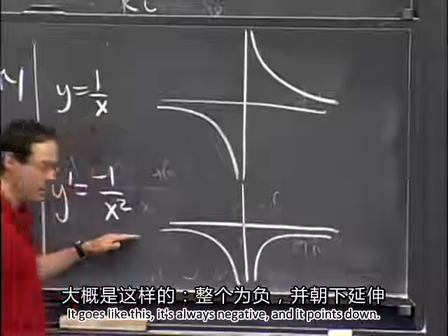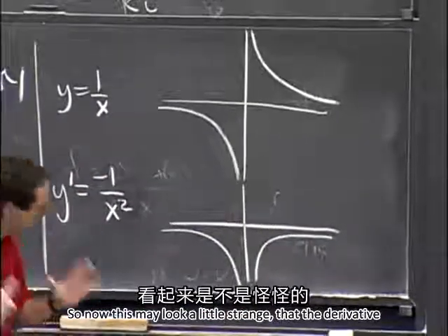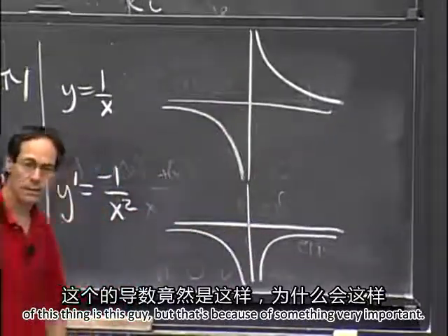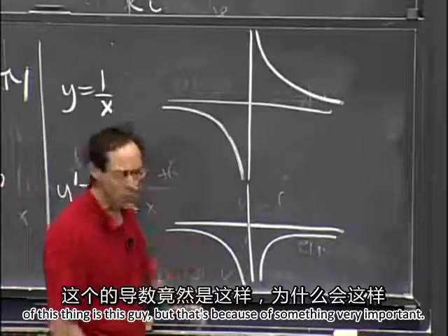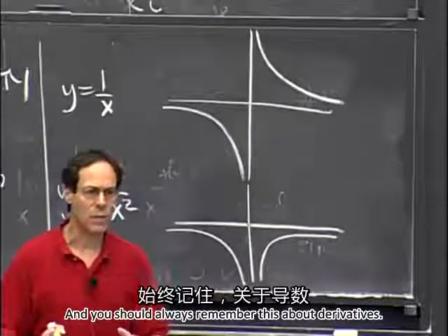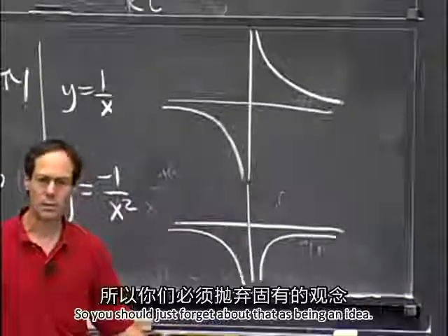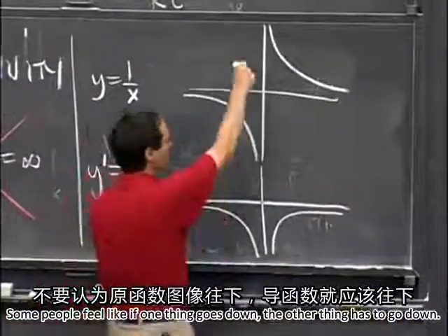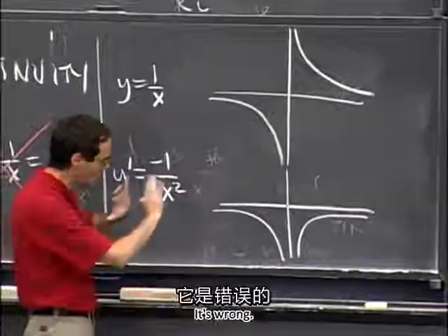It's always negative, and it points down. Now this may look a little strange, that the derivative of this thing is this guy, but that's because of something very important, and you should always remember this about derivatives. The derivative of a function looks nothing like the function necessarily. So you should just forget about that as being an idea. Some people feel like if one thing goes down, the other thing has to go down. Just forget that intuition. It's wrong.